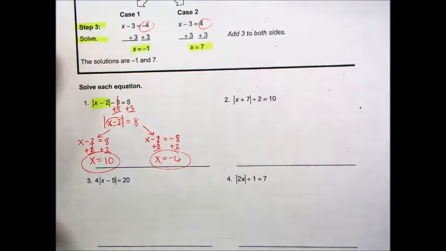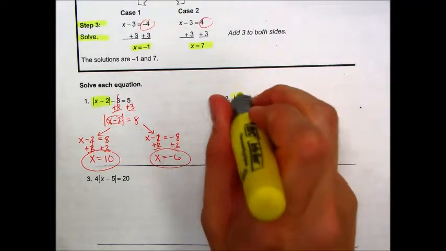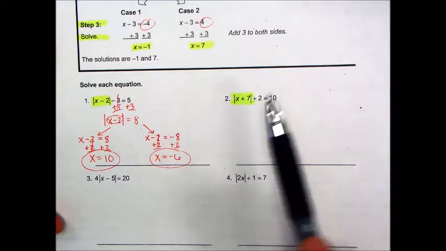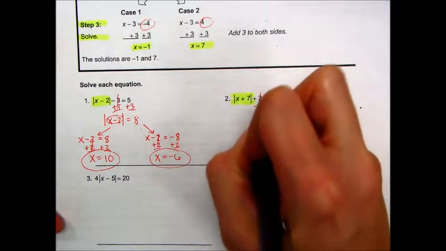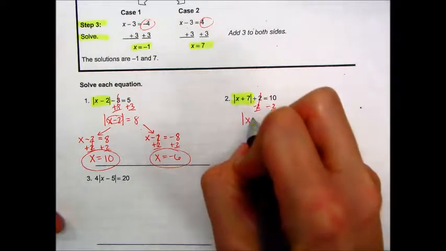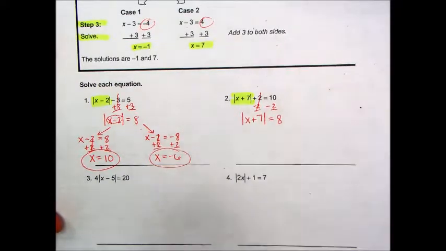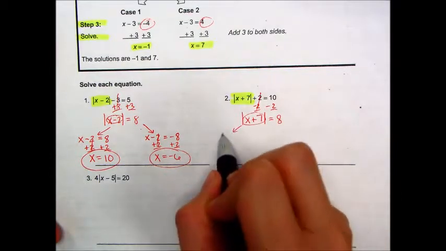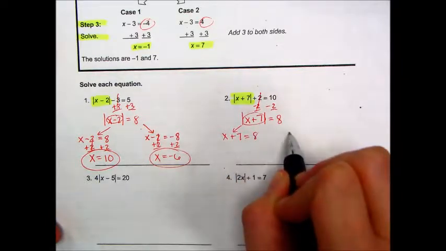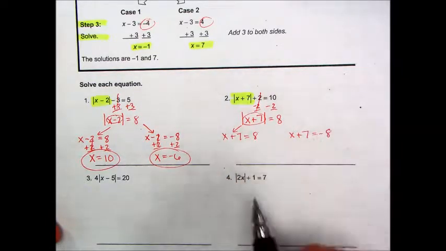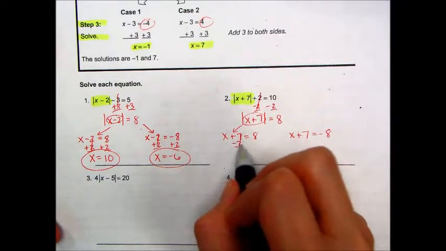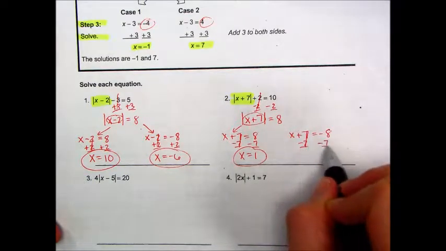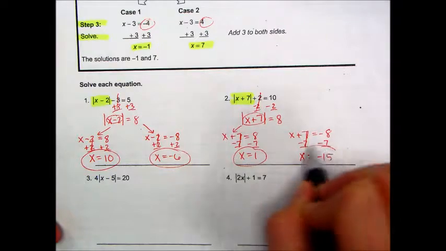Okay, go again. Isolate the absolute value part. So if I want the absolute value part alone, get rid of the plus 2. So subtract 2, subtract 2. Absolute value of x plus 7 equals 8. So now that the absolute value part is alone, that x plus 7 in there could equal 8, or that x plus 7 could equal negative 8. Solve them both. This one's going to come out as 1. This one's going to come out as negative 15.